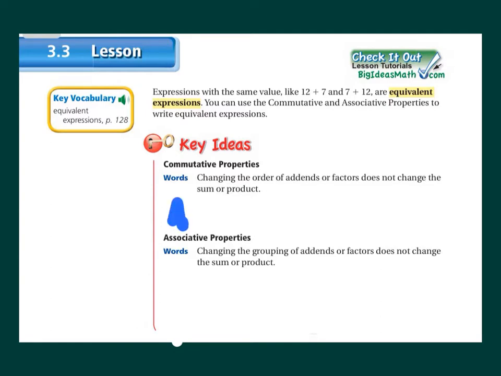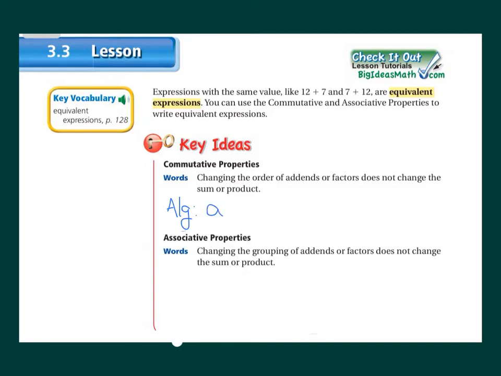So with algebra, let me fix that real quick actually. Let's make that a little bit smaller. With algebra, let me fix my pen, sorry about that. With algebra, the definition looks like this.